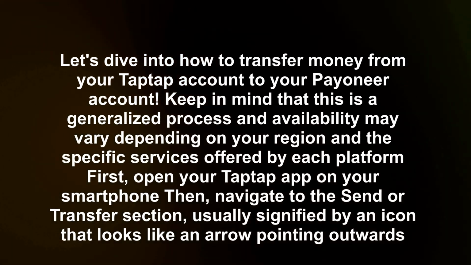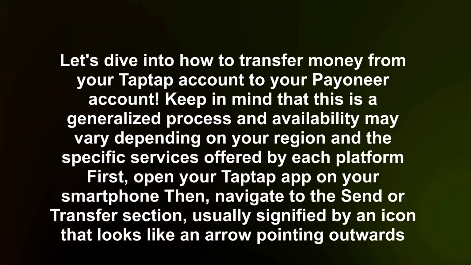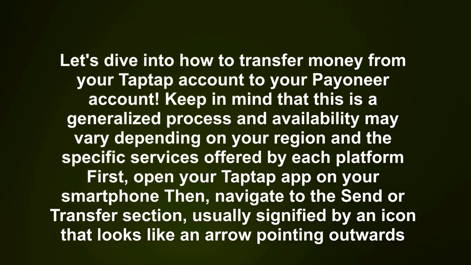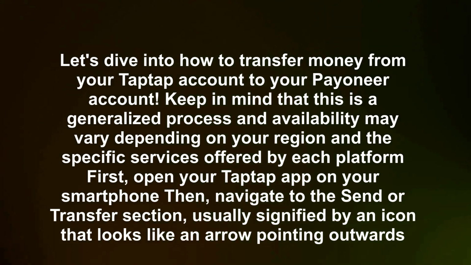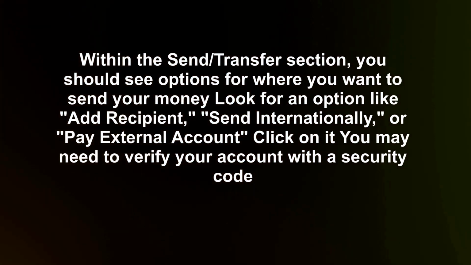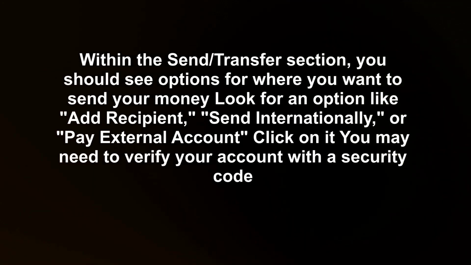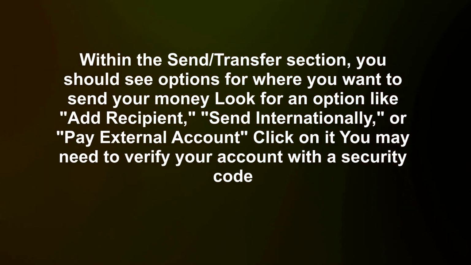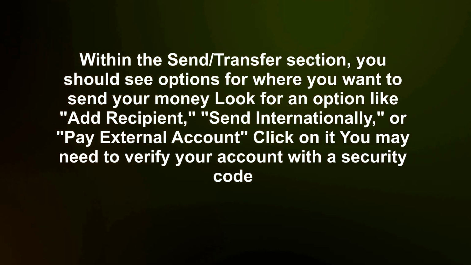First, open your Taptap app on your smartphone, then navigate to the Send or Transfer section, usually signified by an icon that looks like an arrow pointing outwards. Within the Send, Transfer section, you should see options for where you want to send your money. Look for an option like Add Recipient, Send Internationally, or Pay External Account. Click on it. You may need to verify your account with a security code.